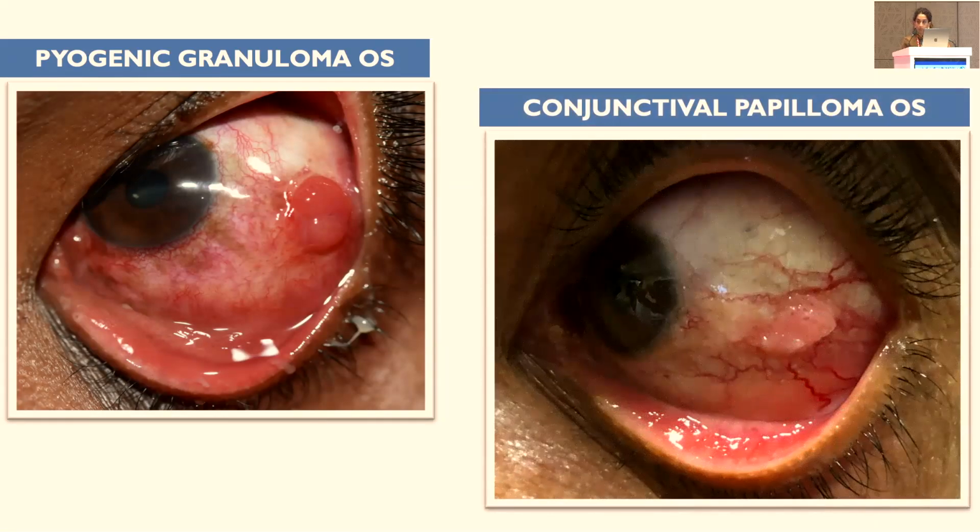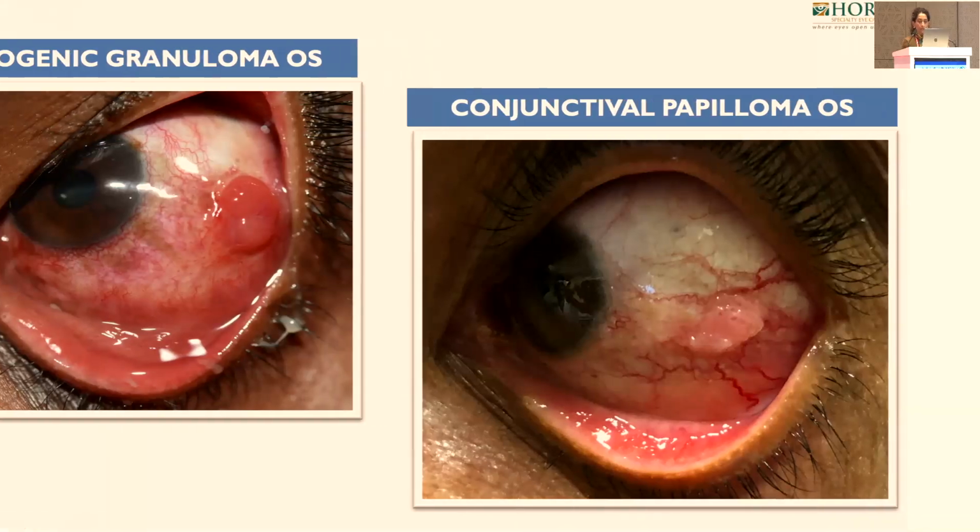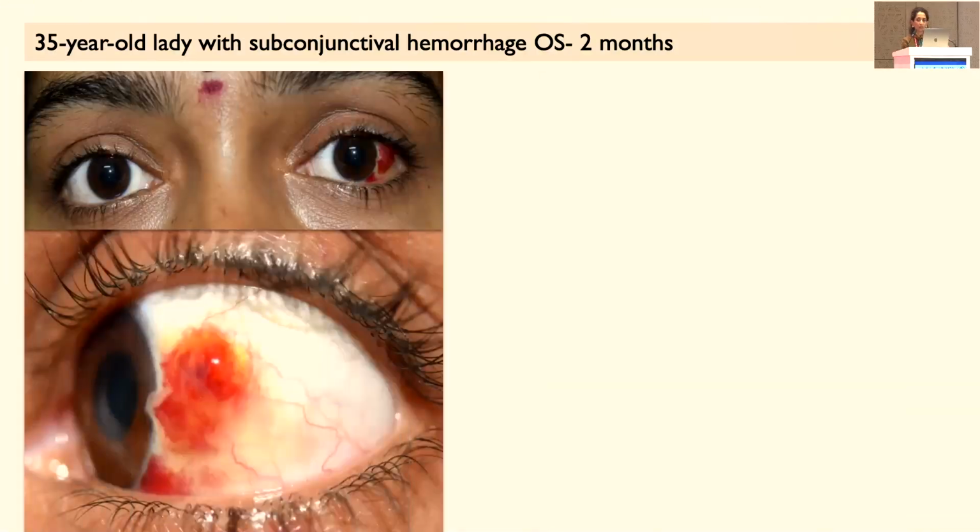Conjunctival papilloma. So usually OSSN is the differential diagnosis of papilloma. OSSN arises from the limbal area. There will be some amount of limbal origin, but this is way away from the limbus, something like OSSN. Always think of conjunctival papilloma, and this patient was an immunosuppressed patient with HIV.